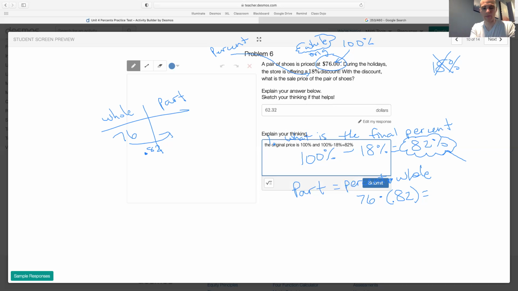Then the next thing we did was just $76 times, you can get that multiplication dot when you're typing by holding the Alt/Option button and pressing the 8. So 76 times 0.82 equals $62.32. And that would be a good explanation in my mind, because you're essentially just showing your work.